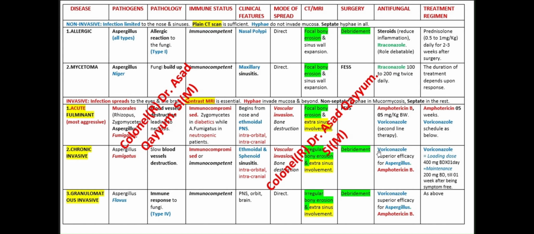Now, coming towards the last two subtypes of invasive type, voriconazole is considered to be of superior efficacy for aspergillosis. For the dosage regimen of voriconazole, we give a loading dose of 400 milligram twice daily for 1 day and then start the maintenance dose of 200 milligram twice daily till 1 week after being symptom free.